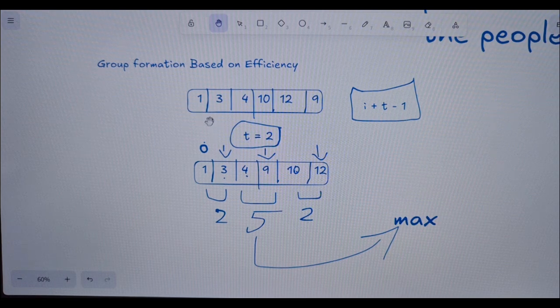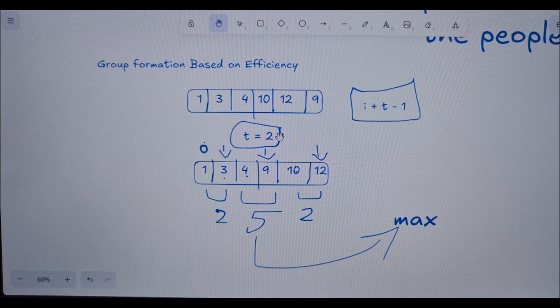So here they have given the unsorted array. First we have to sort it, and they have given t, that is the group size, as 2. So we have to form groups of adjacent elements after sorting, not like 3 and 1 and 4 and 3. It's not like that. We have to form the groups like 1 and 3, 4 and 9, and 10 and 12. So if we take the differences, the maximum difference will be 5, so we have to return it.